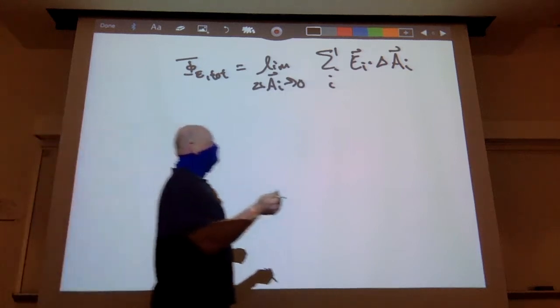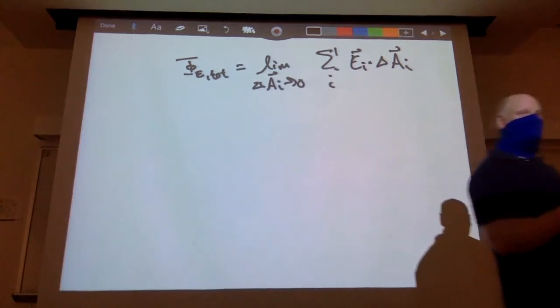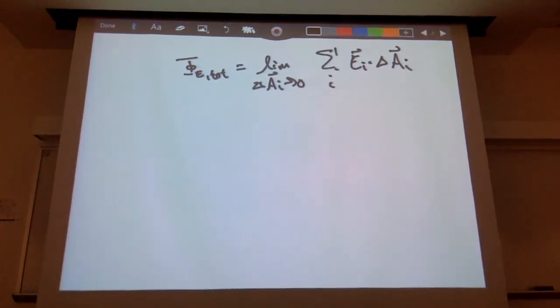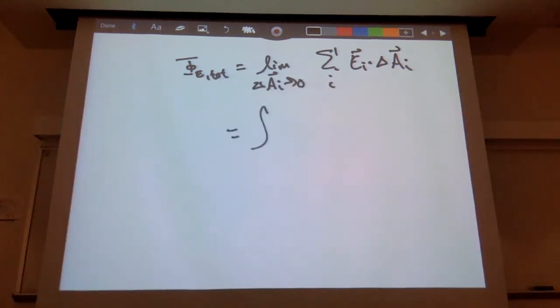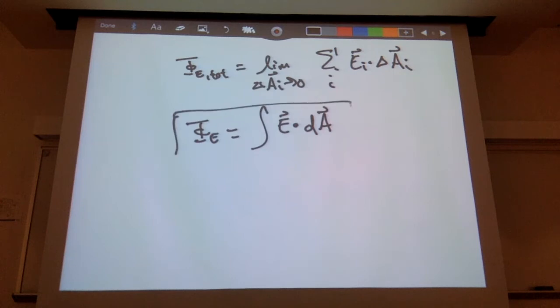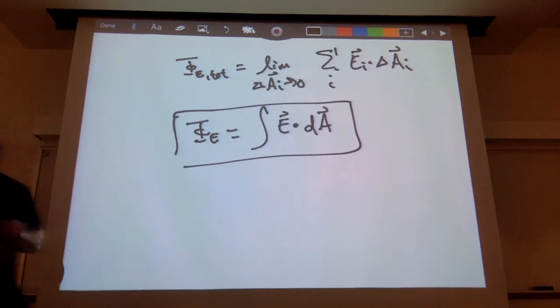You guys already told me this before, but what happens if I take the limit of a sum? What do I get? An integral. So this thing finally becomes the integral of the electric field dotted by the differential area. This is what we call the flux. So the electric flux, by definition, is in general equal to the integral of the electric field dotted by the differential area.